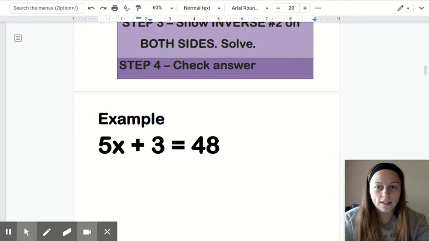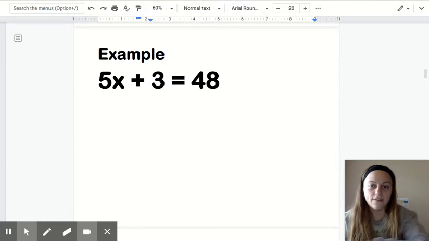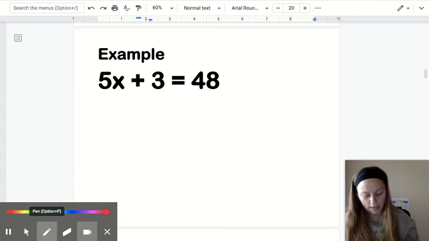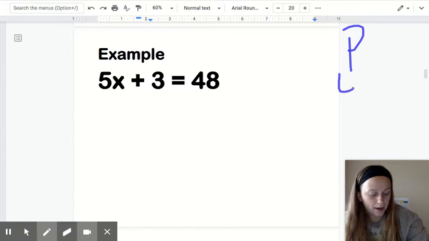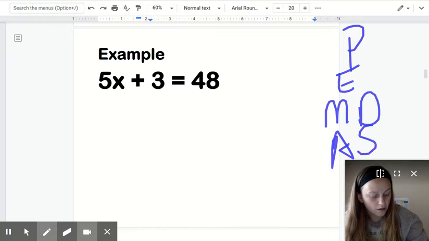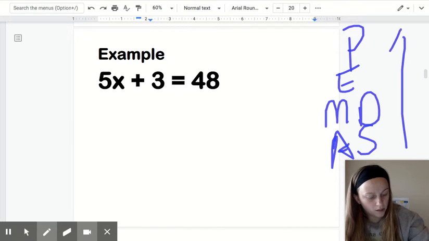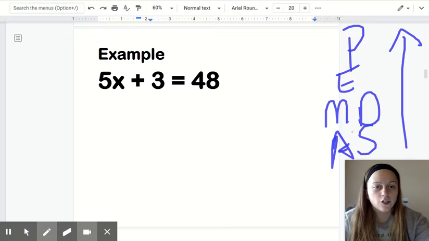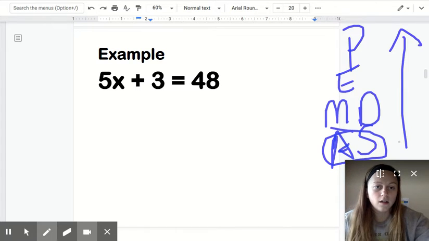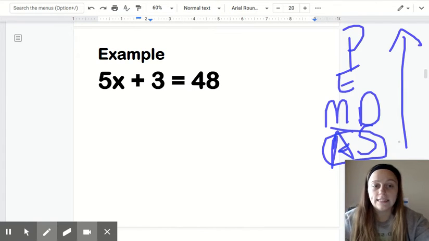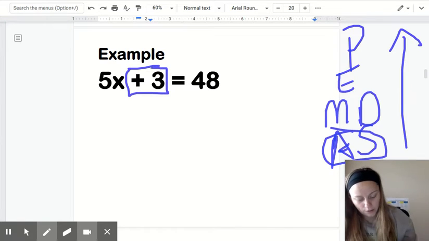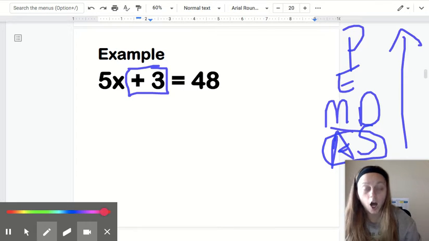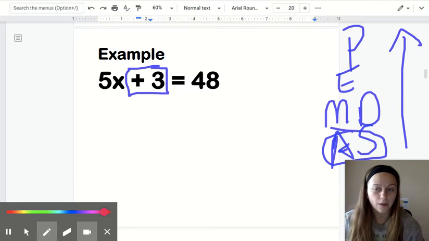Okay, so let's go ahead and look at an example here. We have 5x plus 3 equals 48. Remember, we are doing order of operations backwards. So I'm actually going to write my order of operations here. And remember, we go backwards. So I'm actually starting at the addition or subtraction. Do you see any addition or subtraction here? Yeah, we see addition in this plus 3. So we need to undo that plus 3.